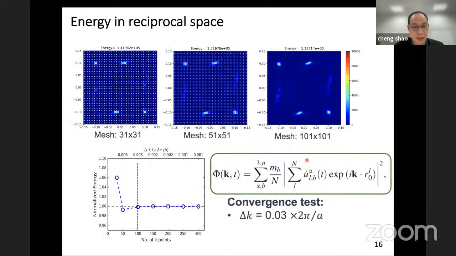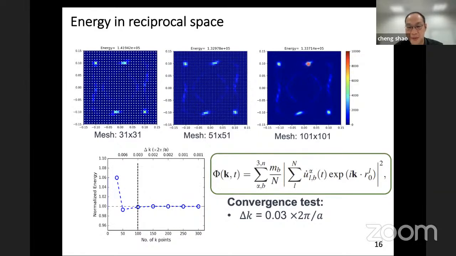To understand the coherent energy ratio after reflection, we also track the energy in the reciprocal space. Basically, we apply the spatial Fourier transform to the velocity of each atom in the real space, and from that we can get the energy distribution in the reciprocal space, or in K space. First, we check what's the smallest mesh size required to achieve a converged energy. We find that this value is sufficient to achieve a converged energy in both real space and the reciprocal space.